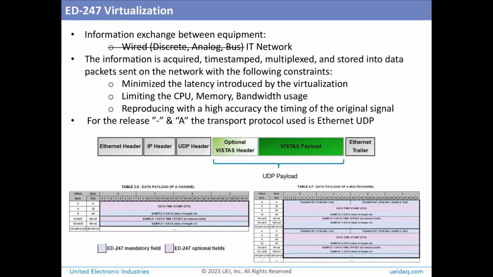Why are we calling it virtualization? Well, first of all, instead of the discrete and analog signals and the wiring harnesses associated with them, it's all carried on the Ethernet line of an IT network. The data can be from real instruments or just a data packet from a model. The receiver would never know. Here's the basic transport protocol used, an Ethernet UDP packet. Don't worry, we will review this later.